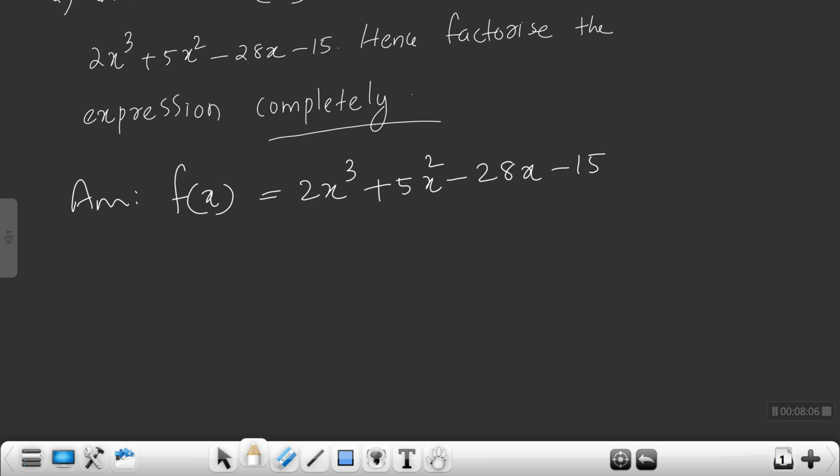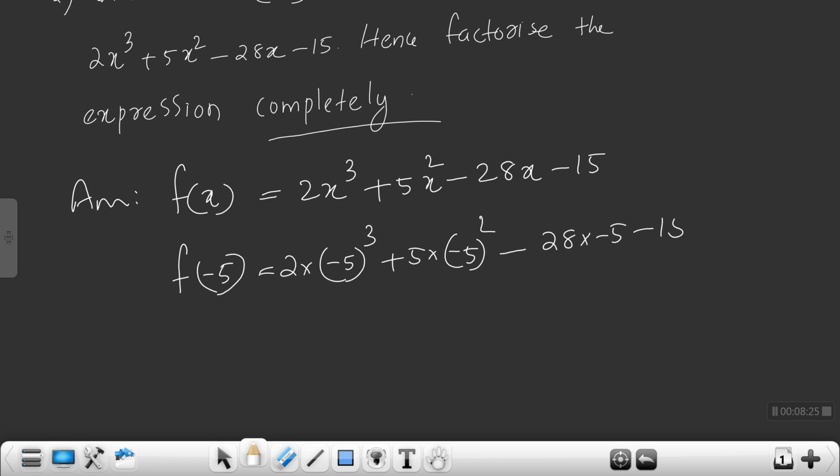In the first part, we want to show x plus 5 is a factor. For that, we find f of minus 5. F of minus 5 is 2 into minus 5 the whole cube plus 5 into minus 5 the whole square minus 28 into minus 5 minus 15, which is equal to 2 into negative 5 the whole cube, that is negative 125.